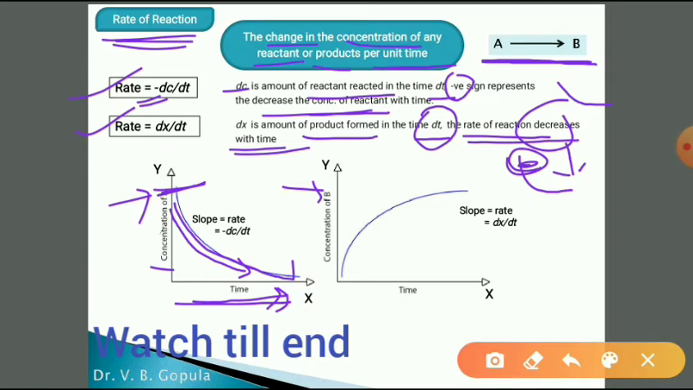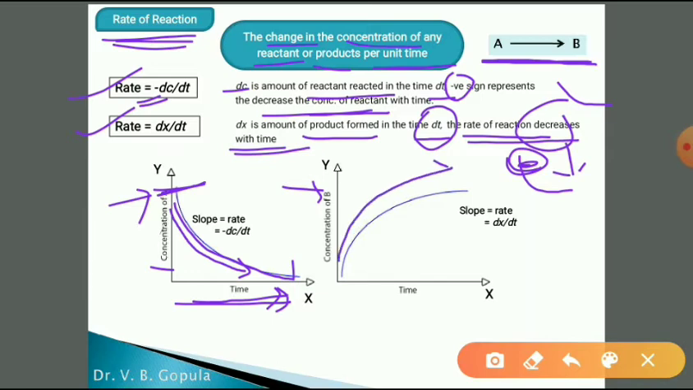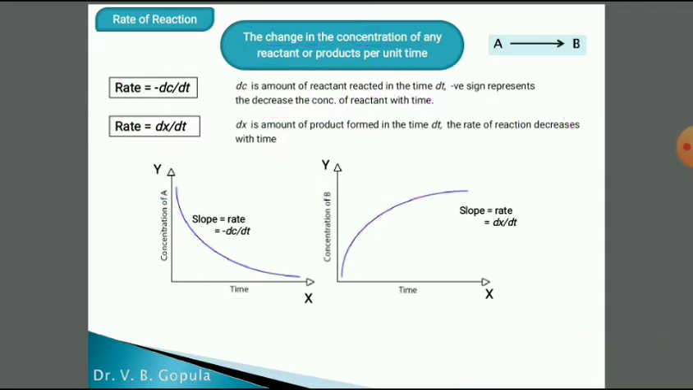Also if you see the second graph, it indicates the concentration of B, that is the product, which goes on increasing as time progresses. So at the initial stage, the concentration of B is very low or nothing. As the time goes on, the concentration of B goes on increasing because the molecules of reactant A interact with each other to give the product.